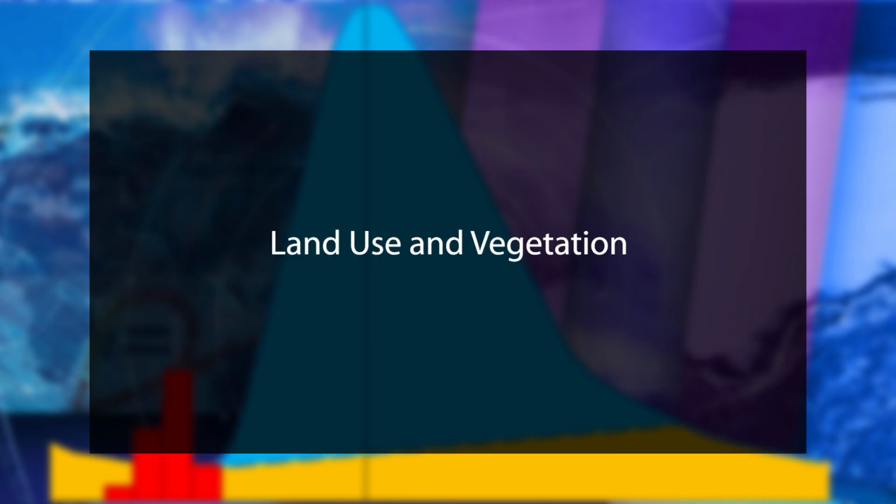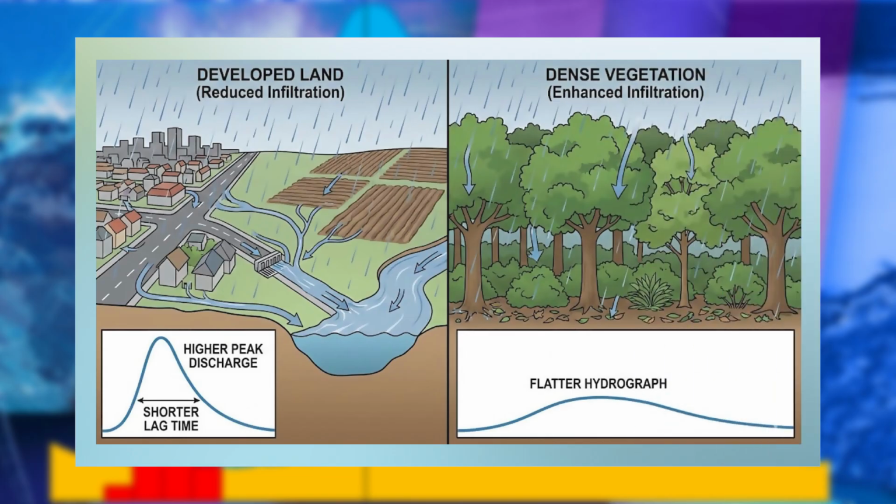If we see the land use and vegetation, agricultural land, urban areas or other regions with impervious surfaces generate more storm flow due to reduced infiltration, resulting in shorter lag times and higher peak discharge. Dense vegetation, on the other hand, intercepts rainfall, enhances infiltration and slows down surface runoff, creating a flatter hydrograph.